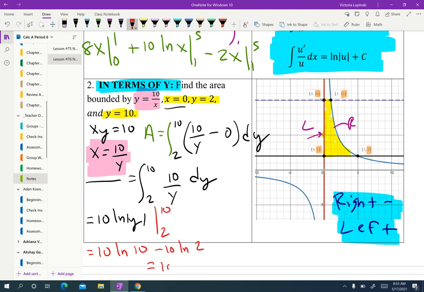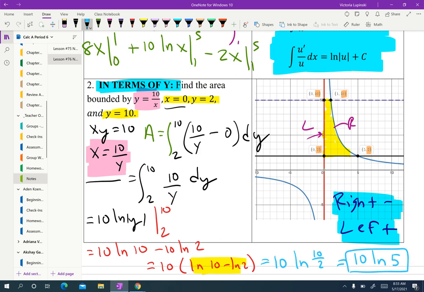Notice that you can, of course, factor out a 10. So that would be the ln of 10 minus the ln of 2. Hopefully it hasn't been so long. If you look there, remember, if you have logs of the same base, you're allowed to go ahead and turn that subtraction into a division. So this is going to be 10 times the ln of 10 over 2, which, would you look at that, simplifies to be 10 times the ln of 5, which is, of course, the same exact answer that you got to the problem above, and that always should be the case.